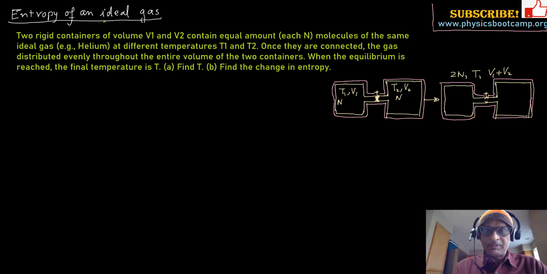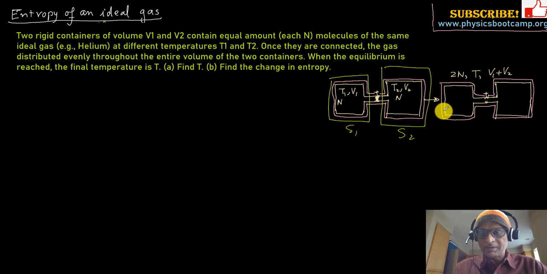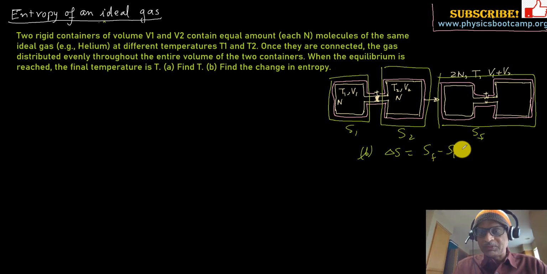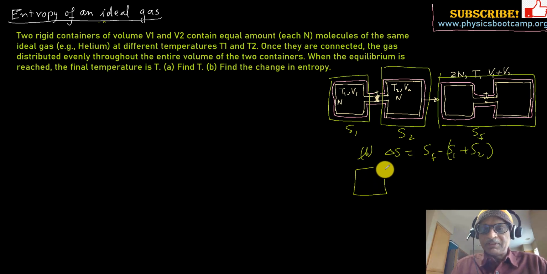The trick is the same, that we find S1, S2, and then S final. So for B, delta S is S final minus S1 plus S2. So we need a formula for S. If I'm given T, V, and N of an ideal gas, what is S equal to?